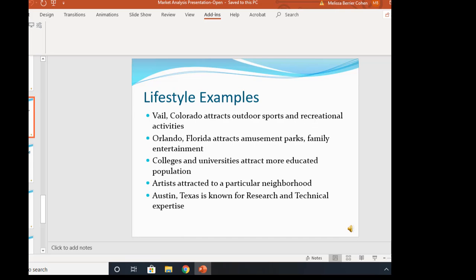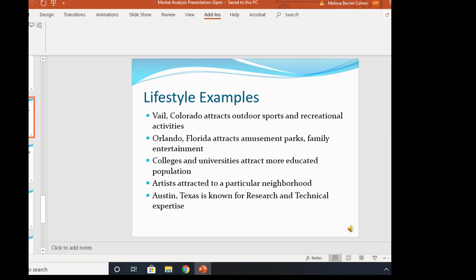And just to give you some thought here about what are some lifestyle examples that vary by area. Vail, Colorado, is known for attracting outdoor sports and recreational activities. Skiing, obviously, is a big factor there. However, on the flip side of weather, we're going to look at Orlando, Florida. In that general area, central Florida, they attract amusement parks. Also, it's family entertainment. There's Disney, Universal, Gatorland, Legoland, all kinds of extra activities in that area for family entertainment and vacations specifically.